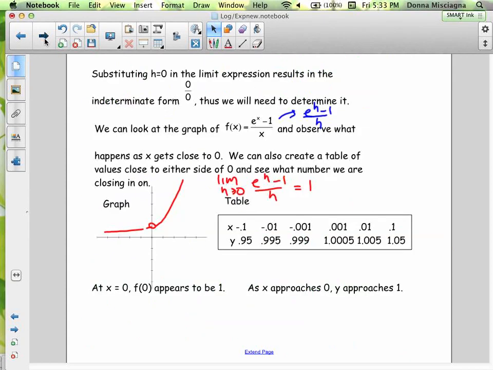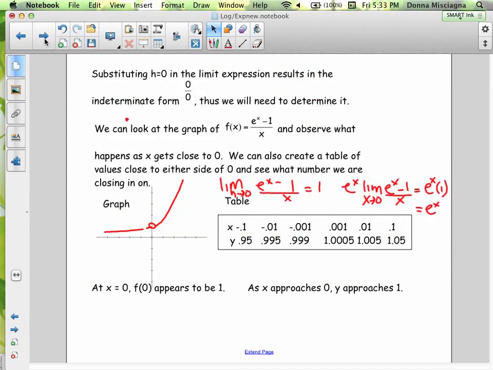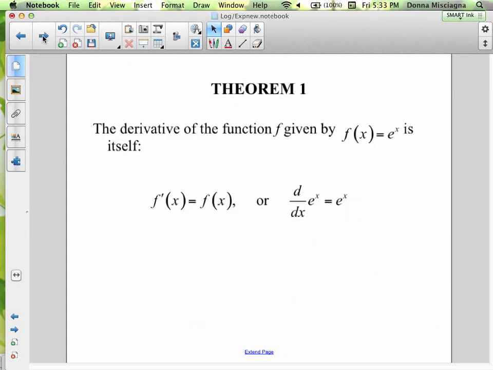So the derivative of the function f given by f of x equals e to the x is itself. The derivative equals itself. So when you take the derivative of e to the x, it is e to the x. How about that? All that work, and we end up with the very same function, right?